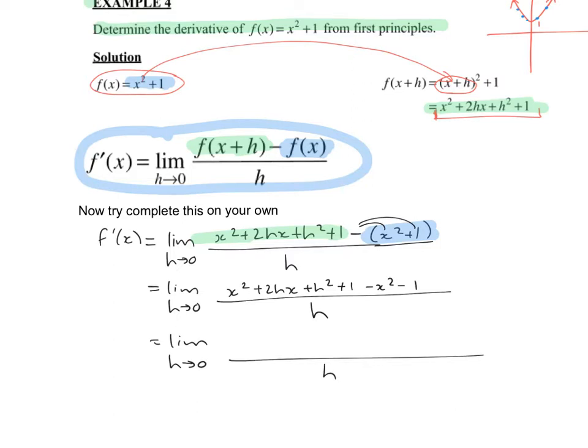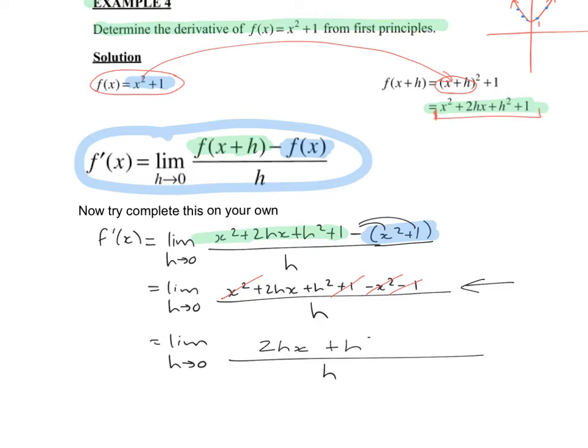Right, so I've substituted in my green and my blue, and I've distributed my negative in, and I am at that step now. So the nice thing about this first principles is you can see very quickly if you've gone wrong, because you will always be able to get rid of any term that does not have an h in it. So the x squared minus x squared, the plus 1 minus 1, they will cancel out. So all you're left with is 2hx plus h squared.